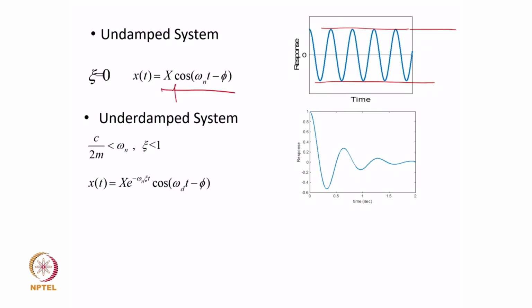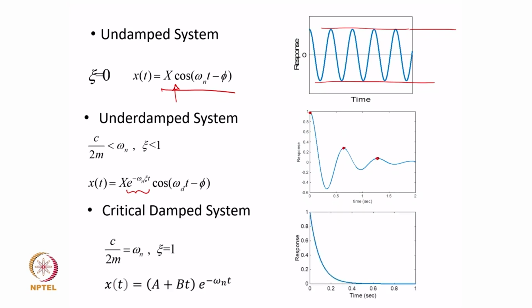The exponential term is clearly missing here, whereas the underdamped system will have this exponential term as a part of the response expression, which ensures that the amplitude value keeps reducing. As you see, they will keep reducing in amplitude as time progresses. And of course, the critically damped system and the overdamped system will have no oscillations in their response, and the expressions are given as you see.